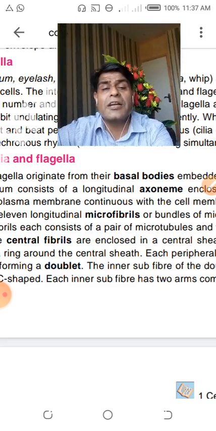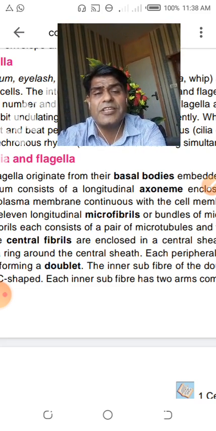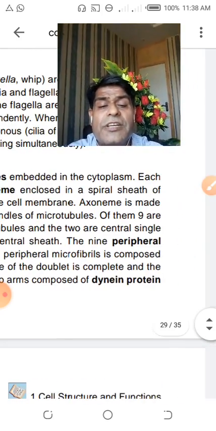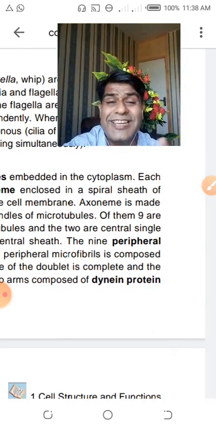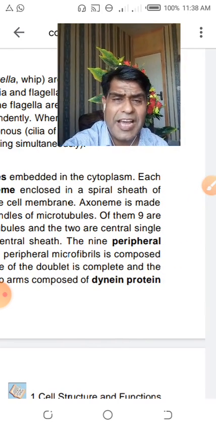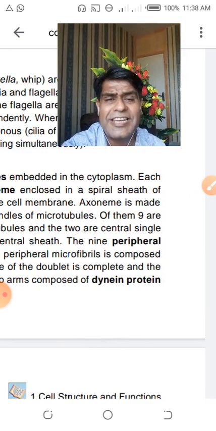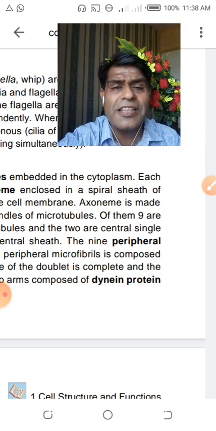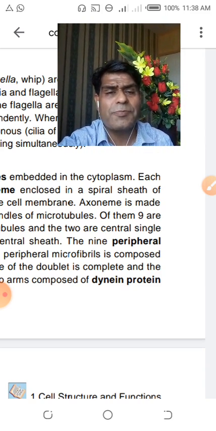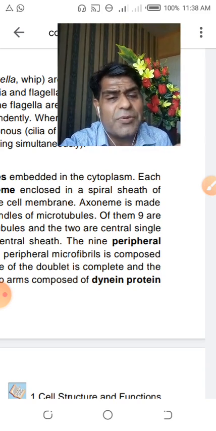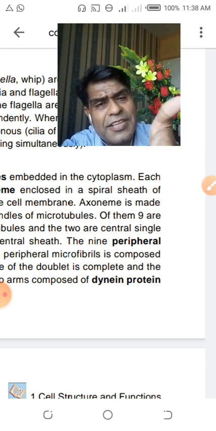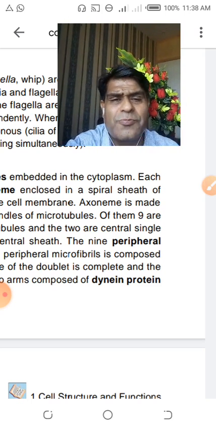Dynein arms. What is the dynein arms? Dynein is a protein. D-Y-N-E-I-N. Dynein protein. Dynein arms I was naming, and then I named dynein protein. Why? Dynein arms in the inner subfiber. Why in the inner subfiber? Because the inner subfiber is attached with the dynein protein. Dynein arms are the area in the inner subfiber which is attached with the dynein protein.